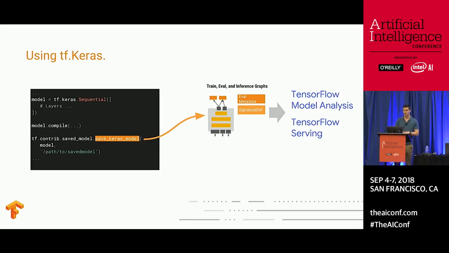Using TF Keras looks very similar. So in this case, we use the Keras sequential API, where you can configure the layers of your network. And the Keras API is also getting a method called save Keras model that exports the same format, which is the saved model, such that it can be used again by downstream components.